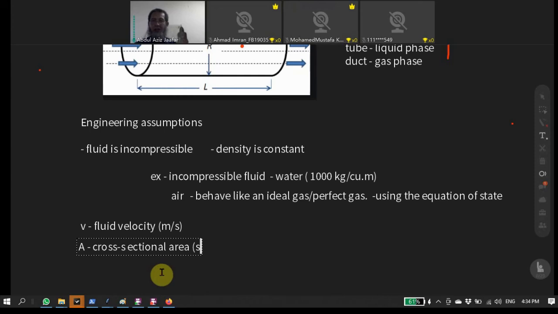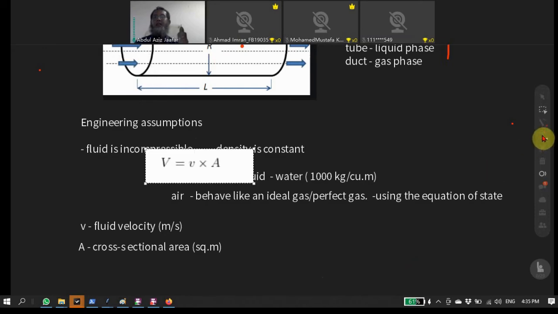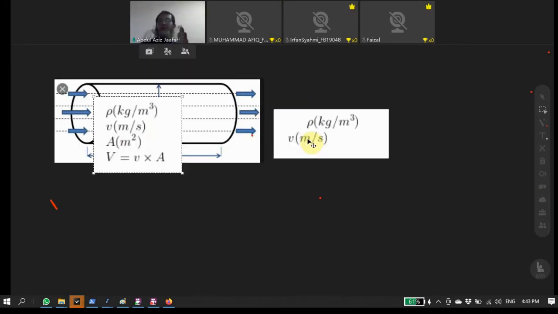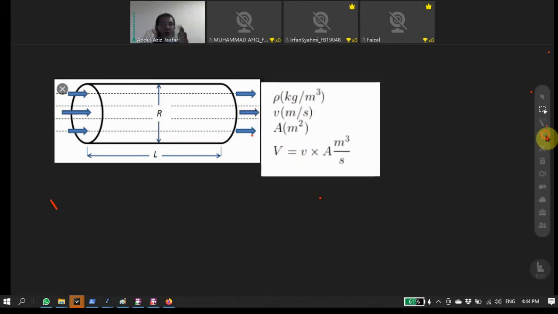And then we have the volume flow rate, and the unit will be cubic meters per second, right? So this is the density. We have velocity, we have cross-sectional area, and then we have the volume flow rate.